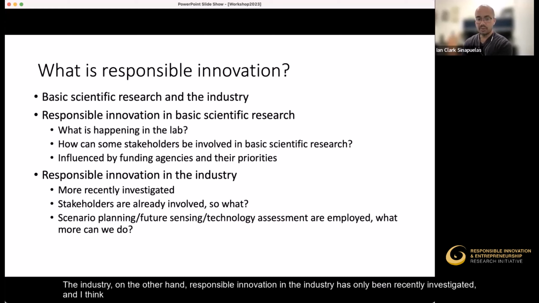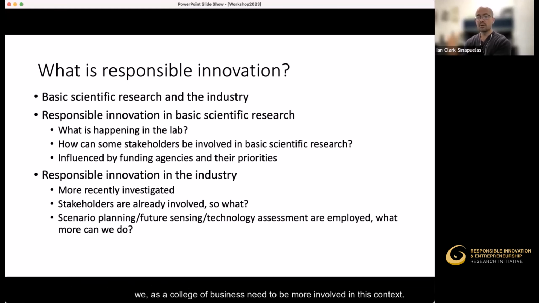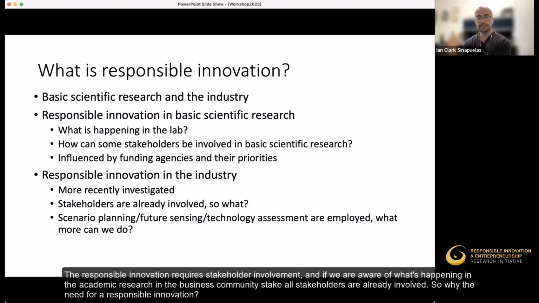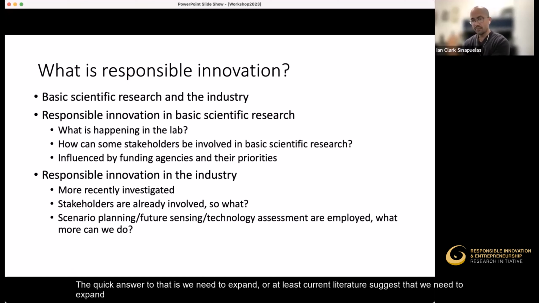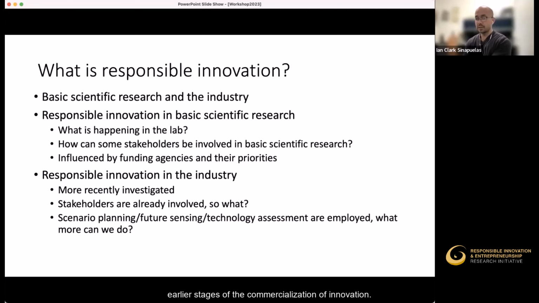The industry, on the other hand: responsible innovation in the industry has only been recently investigated. And I think we as a College of Business need to be more involved in this context. Responsible innovation requires stakeholder involvement. And if we are aware of what's happening in the academic research in the business community, stakeholders are already involved. So why the need for responsible innovation? The quick answer is that current literature suggests we need to expand the stakeholders and deepen their involvement, to get them involved at earlier stages of the commercialization of innovation.